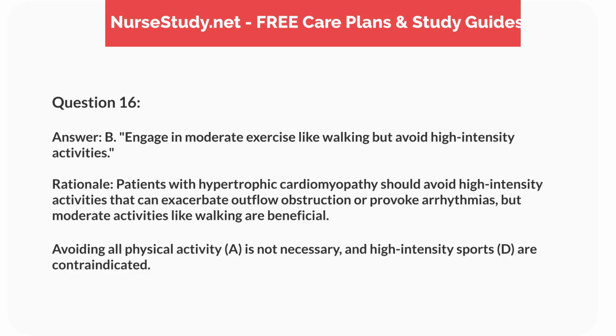Answer, B. Engage in moderate exercise like walking but avoid high-intensity activities. Rationale: patients with hypertrophic cardiomyopathy should avoid high-intensity activities that can exacerbate outflow obstruction or provoke arrhythmias, but moderate activities like walking are beneficial. Avoiding all physical activity, A, is not necessary, and high-intensity sports, D, are contraindicated.